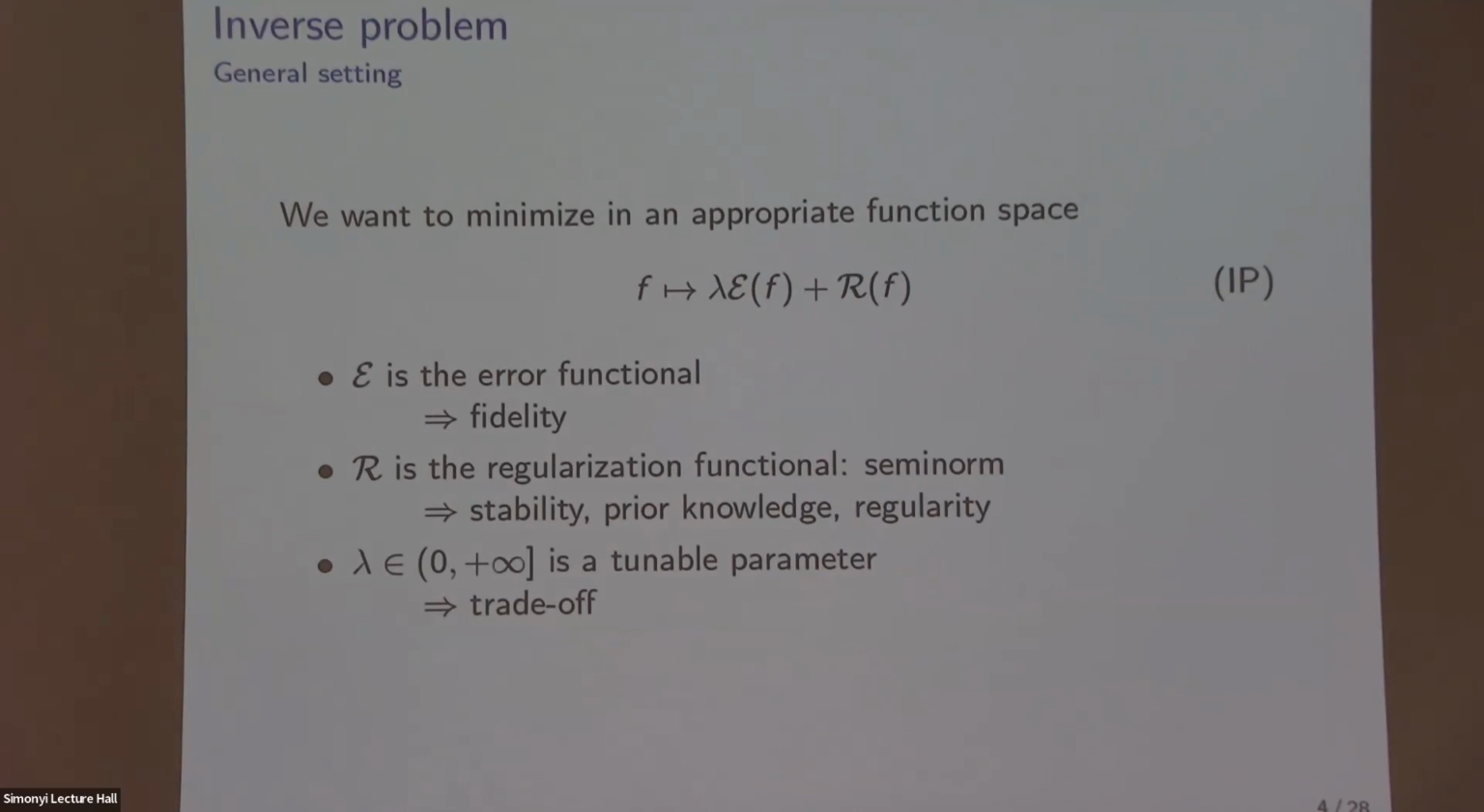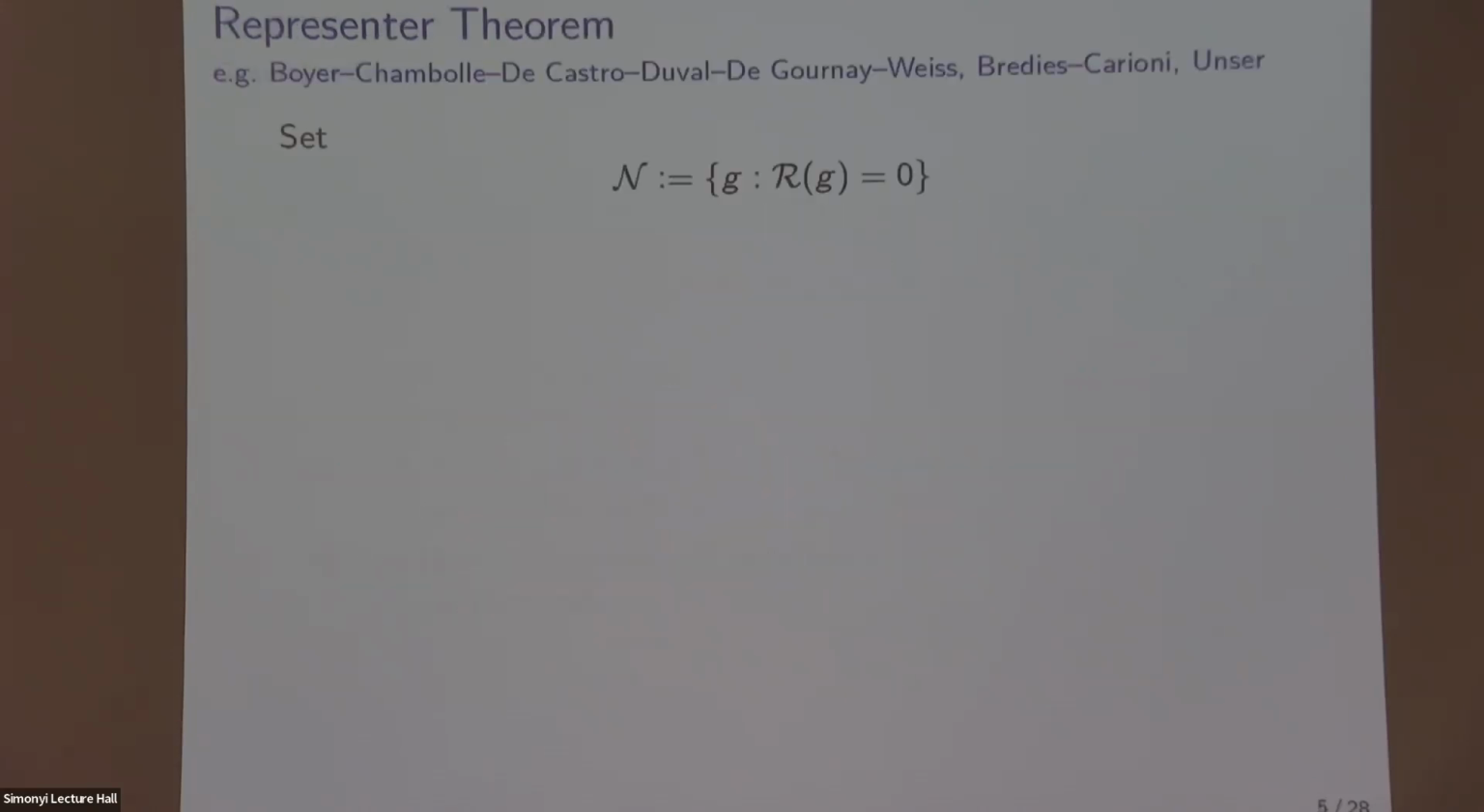They had a particular instance, but let me keep things from a general perspective now, also because nothing will be rigorous in this first section. And okay, so the first thing, let me denote in this way with N the null space of the seminorm that gives the regularization term. And this is because these are the things that in the end you don't care about.